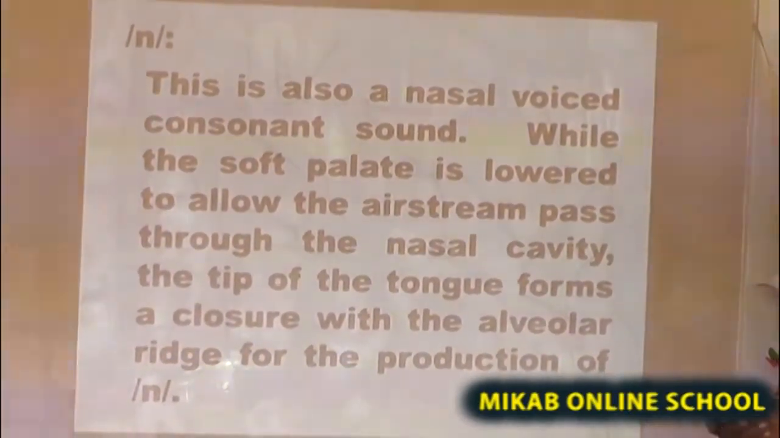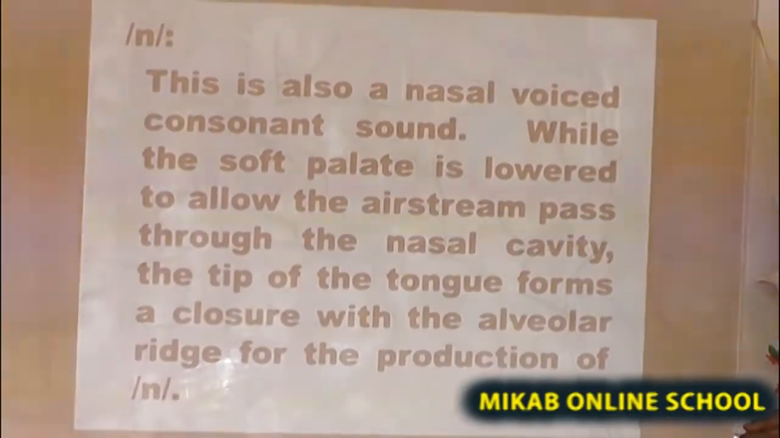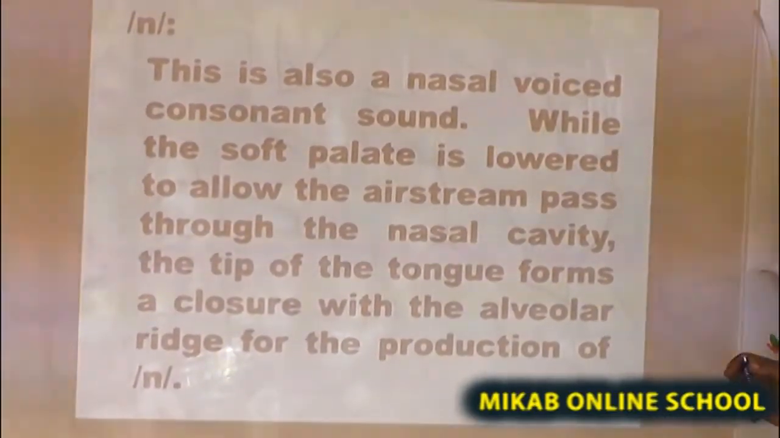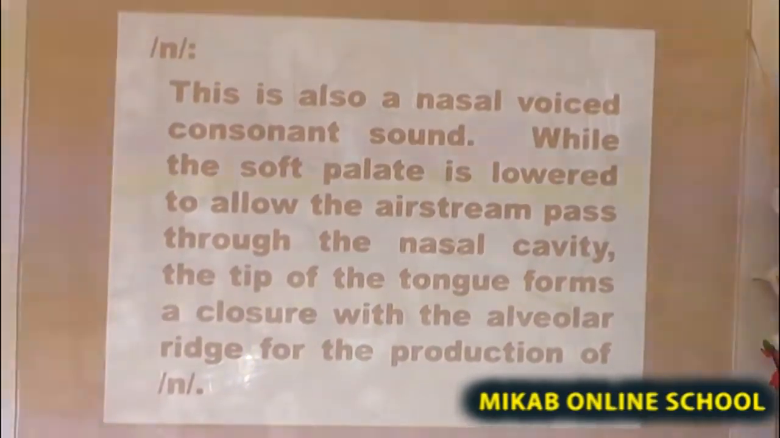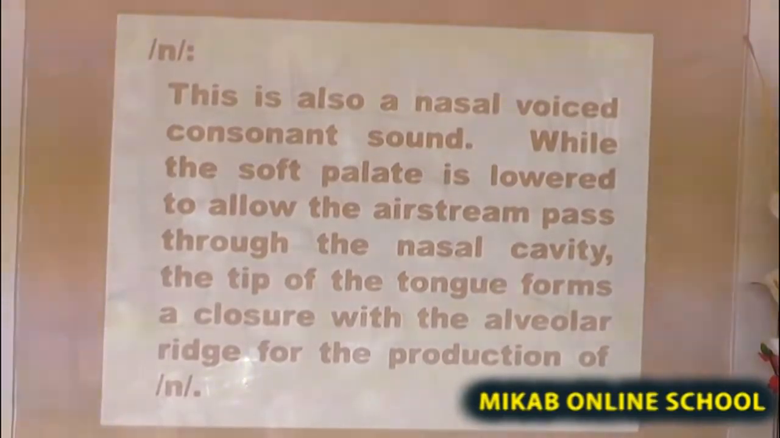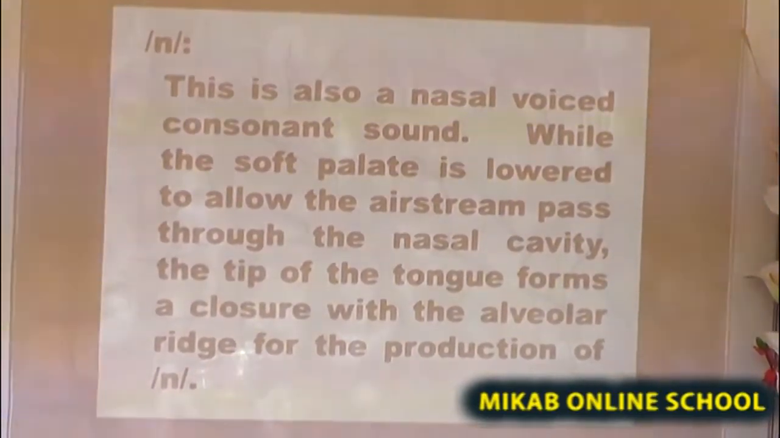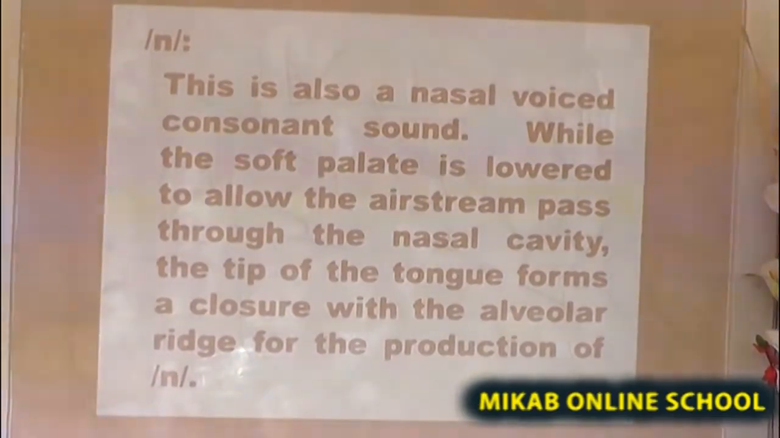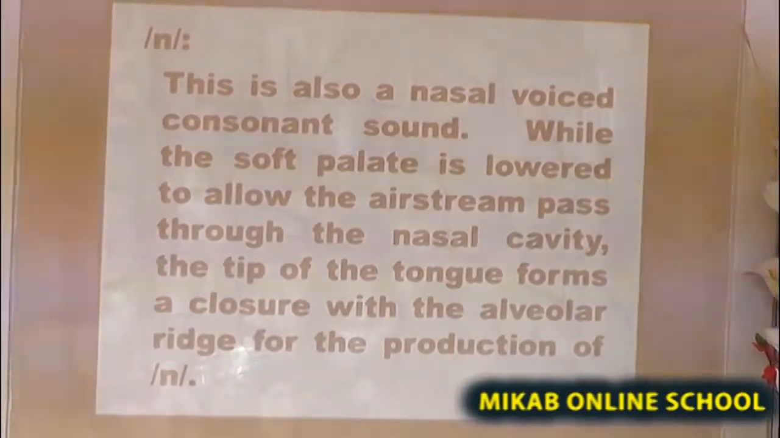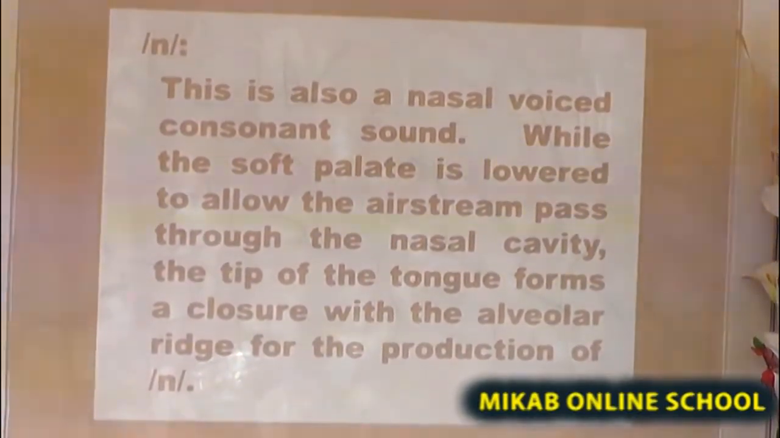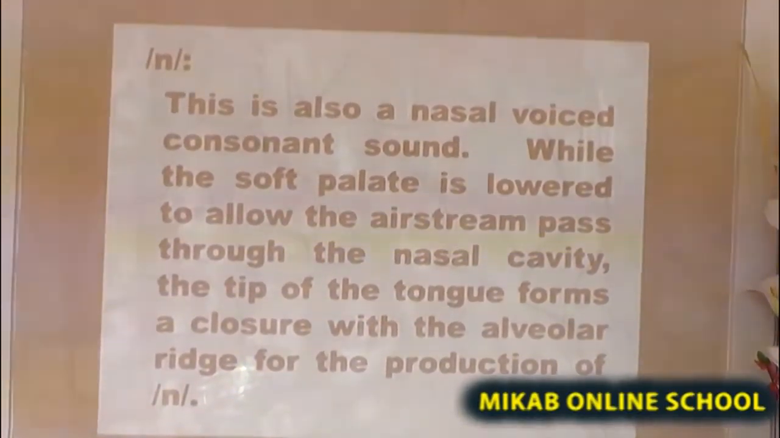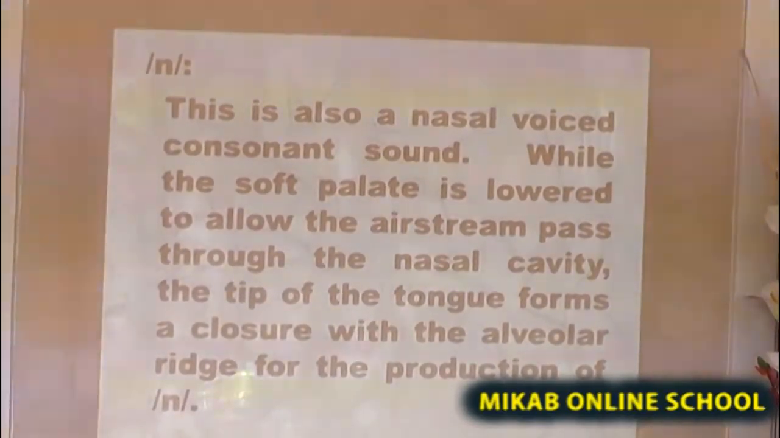This is the next nasal sound. It is pronounced as na. While the soft palate is lowered to allow the airstream to pass through the nasal cavity, the tip of the tongue forms a closure with our alveolar ridge for the production of na. And when you pronounce this sound, the examples are as follows.